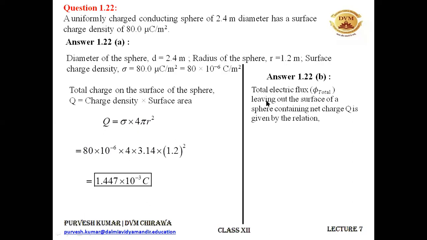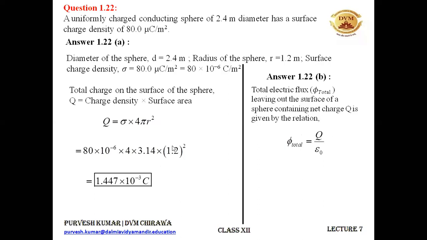All right. And since this charge is positive, the flux will be leaving the surface of the sphere. If it is negative, then it will be coming towards it. So since the charge is positive, the total electric flux is leaving the surface of the sphere, and from Gauss's law, phi total equals Q upon epsilon naught.